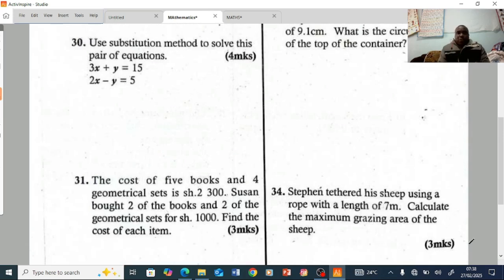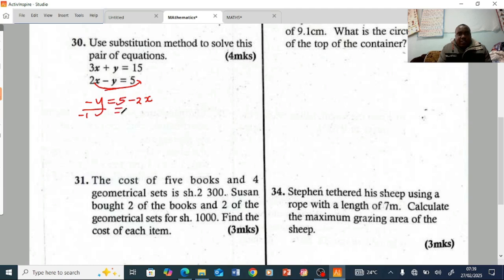Use substitution to solve this. So we have been asked to use substitution. So let me make y the subject of the formula. So we say negative y, then I take this one to this side, it will be equal to 5 minus 2x. Now I want to remove this negative by dividing everything by negative 1.